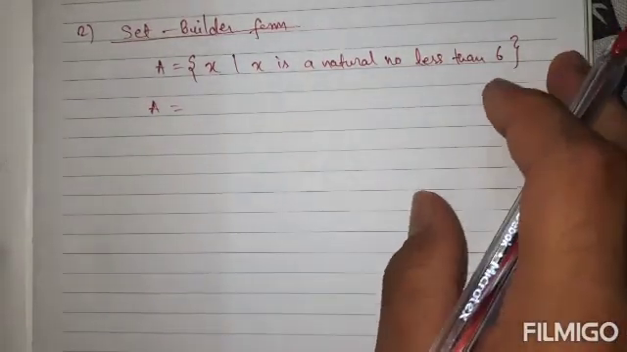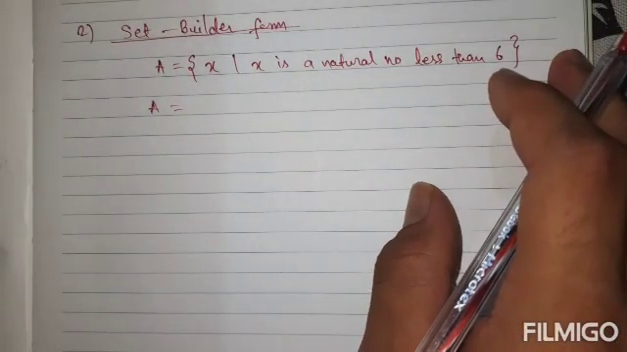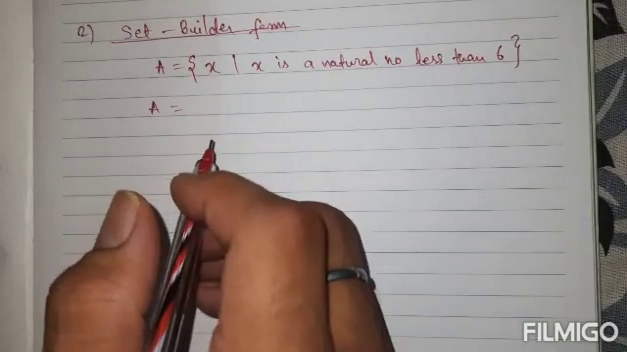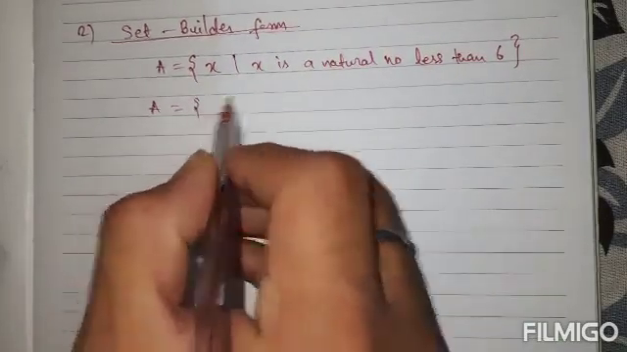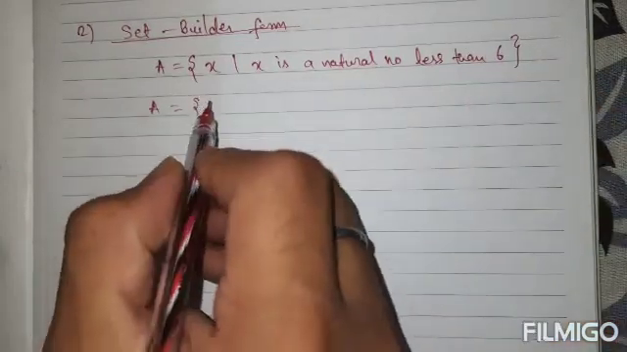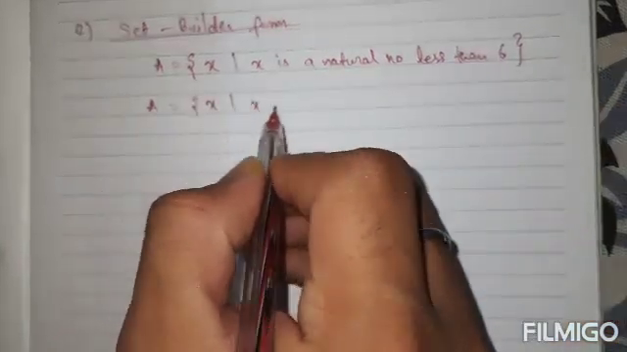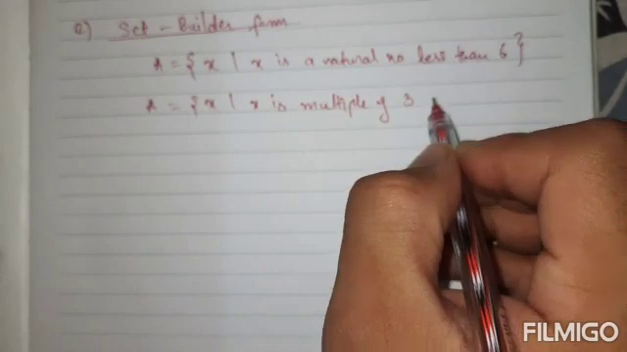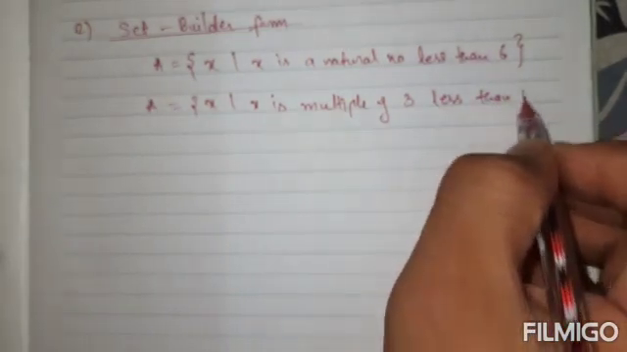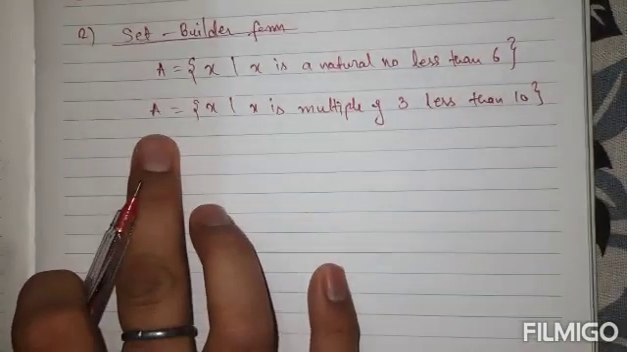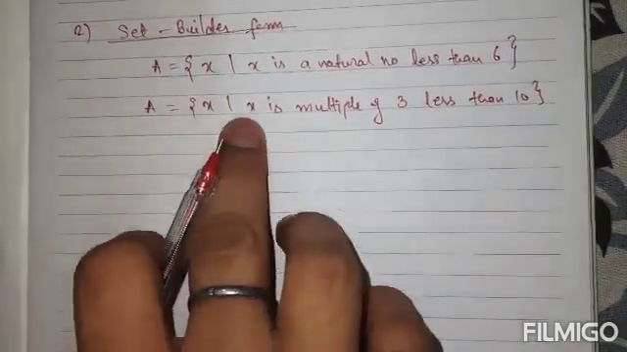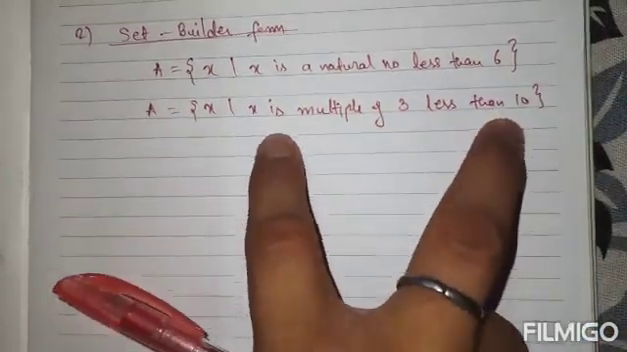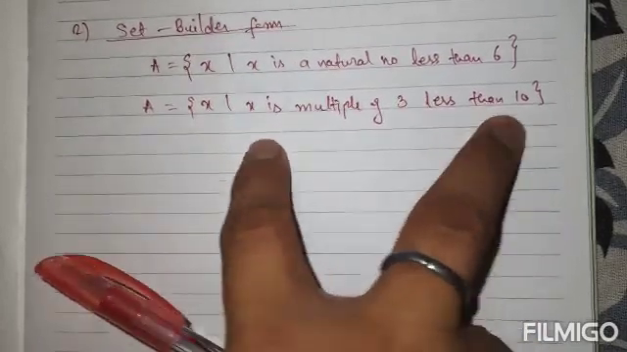In the roster form, we had taken another example, that is the set of multiples of 3 less than 10. So that set in roster form contained 3 elements, 3, 6, 9. Again we can write this in set builder form as this one. So clearly what we have written: A is the set of all x such that x is a multiple of 3 less than 10. So clearly what does this represent? 3, 6 and 9 only. So instead of writing the actual elements, we have written this statement.